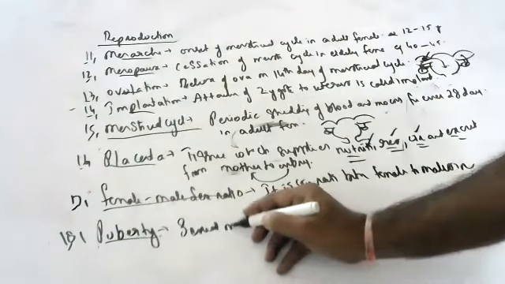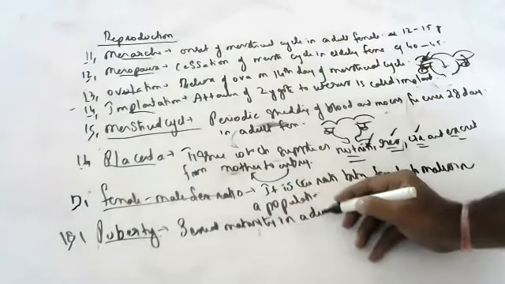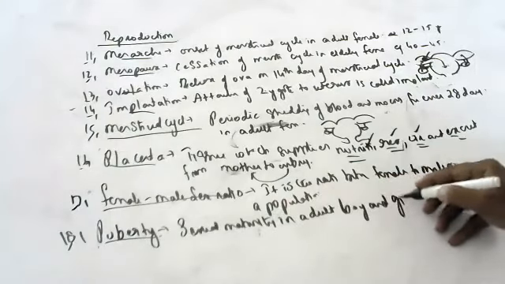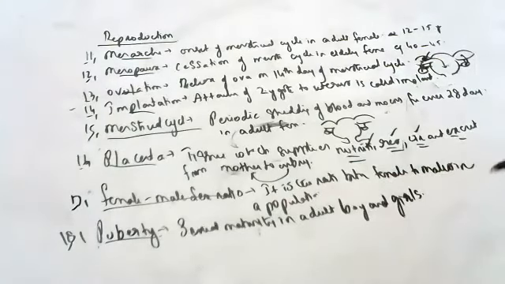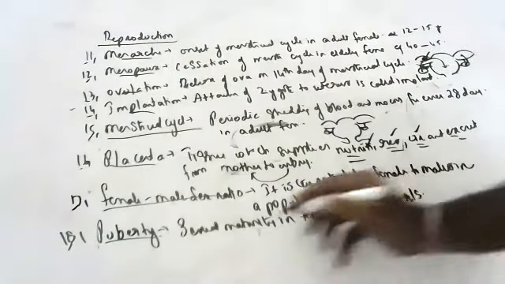sexual maturity in teenage boys and girls is called puberty. Sir, should we write adult or teenage? Okay, teenage, right? Yes, teenage is better.